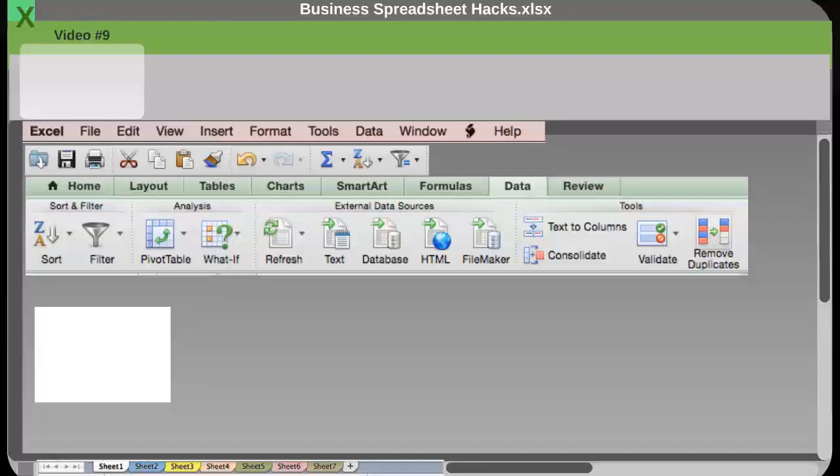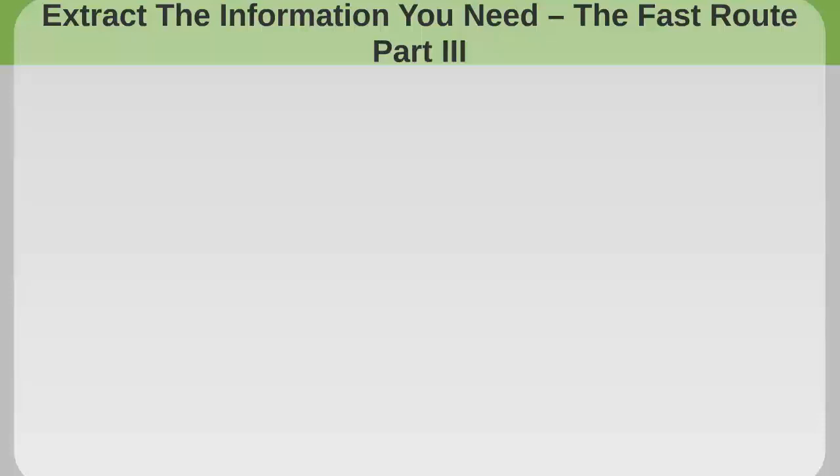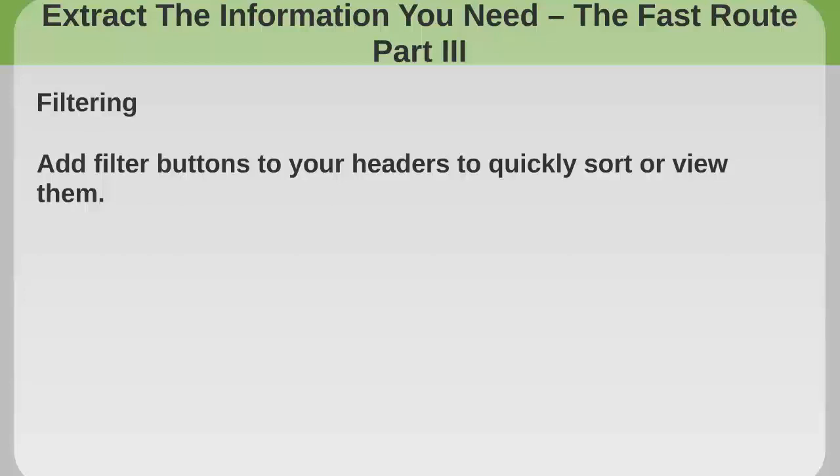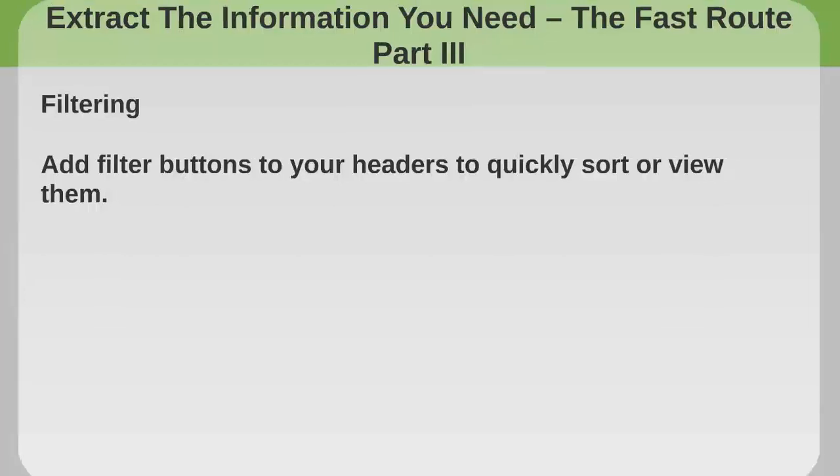So welcome to video number 9, and this particular video is going to be part 3 of the extract the information that you need the fastest route. And in this particular video we are going to be talking about filtering. Filtering is a great way to sort things and organize things and find things. So adding filter buttons to your headers to enable you to quickly sort or view them.